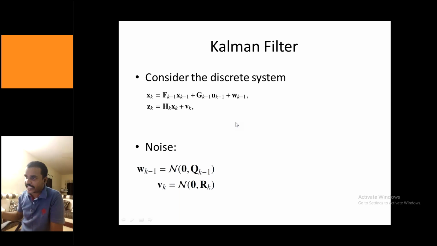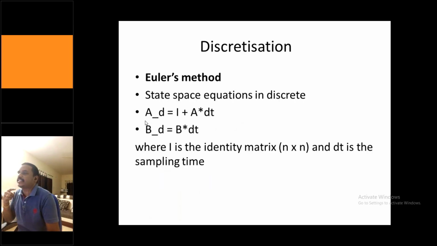Now this is the way to discretize the system. Euler's method is one such method. A is my continuous plant, and AD is the discrete plant, which is equivalent to F, that is I plus A into dt, where dt is the sampling time. Similarly, B into dt gives B underscore D, the discrete plant. Why do we have to go for the discrete? Because nowadays almost all controllers are discrete in nature. That's why we use A underscore D and B underscore D. Most Kalman filters are implemented in discrete form.